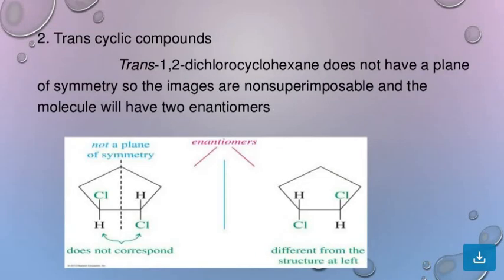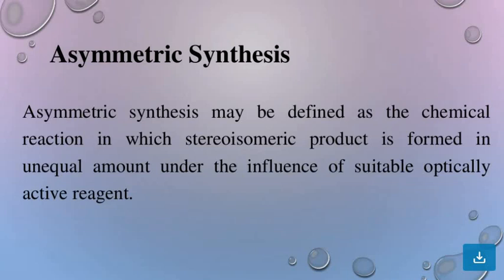Now let us take another example, the trans cyclic compound. Trans-1,2-dichlorocyclohexane does not have a plane of symmetry, so the images are non-superimposable and the molecule will have two enantiomers. Look at this example. Another very important term related to stereochemistry is asymmetric synthesis. You know, my friend, asymmetric synthesis may be defined as a chemical reaction in which a stereoisomeric product is formed in unequal amounts under the influence of suitable optically active reagents.